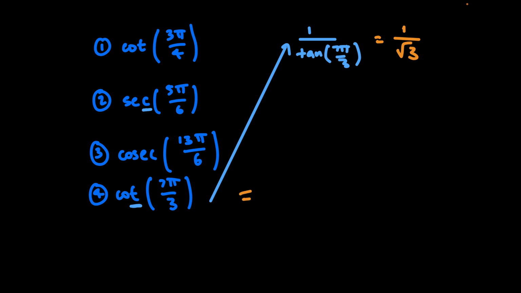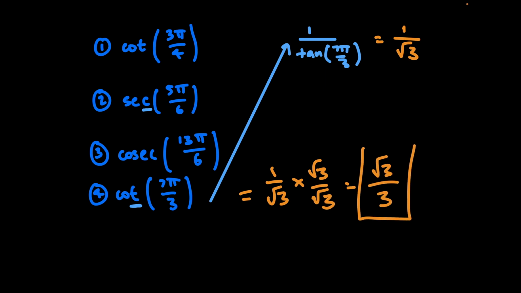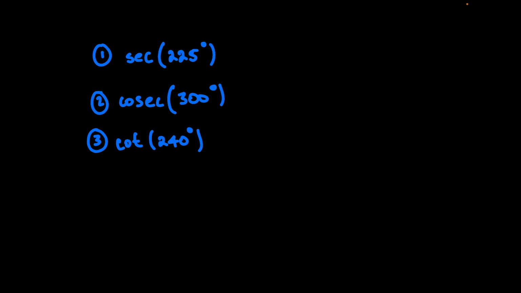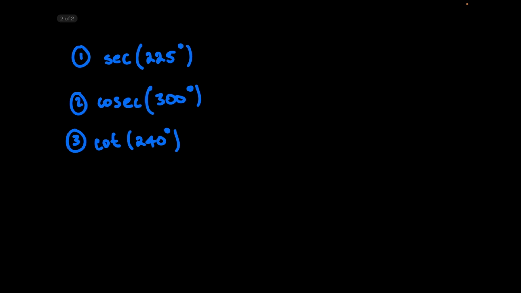But if we want to keep our answer fully rationalized, we can say it's the same as 1 over root 3 times root 3 over root 3. That's the same as root 3 over 3. This is your final answer to question 4. Okay, these are our next 3 questions. This time we're going to do the exact same thing, but just in degrees. So let's start with the first one.